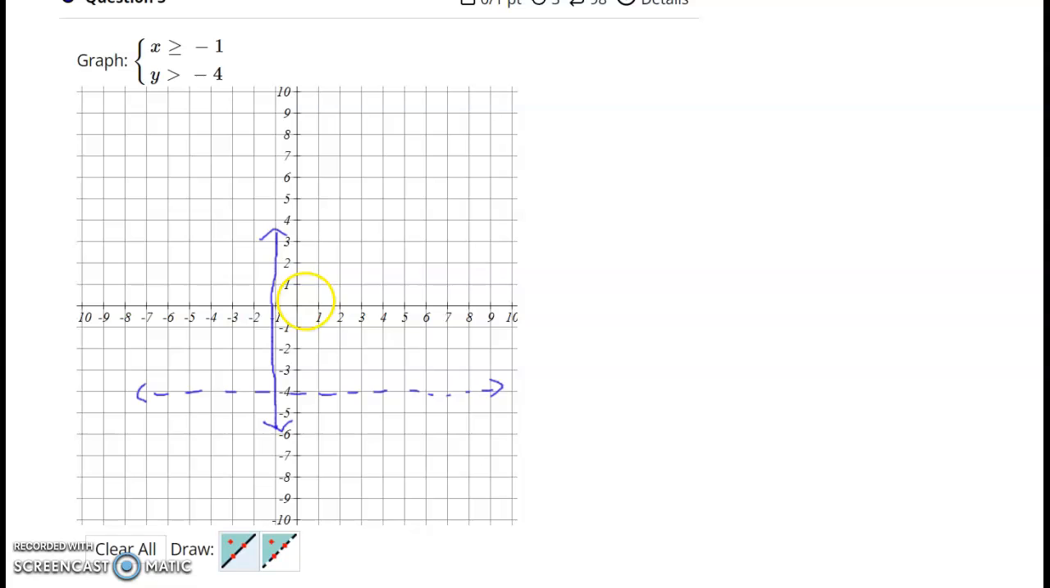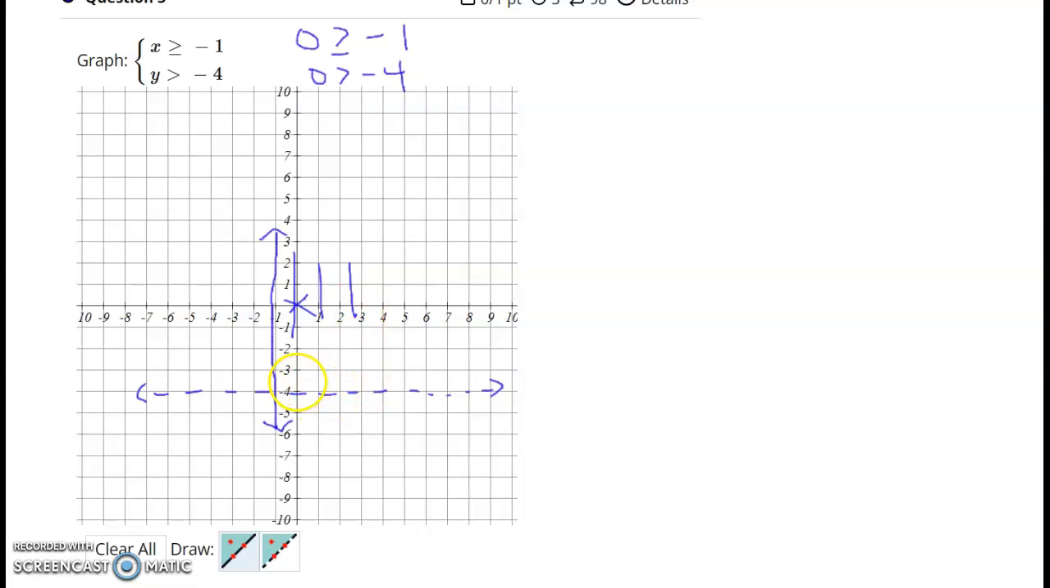Okay, now let's do test points. So 0 is greater than -1. Is that true? We're just testing the point 0, 0. Is 0 greater than or equal to -1? Well, yes it is, and so we can see this will be shaded on this side. Okay, on this one, 0 is greater than -4. Is that true? Well, yes it is.